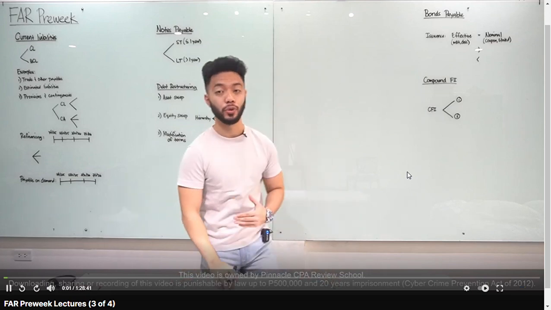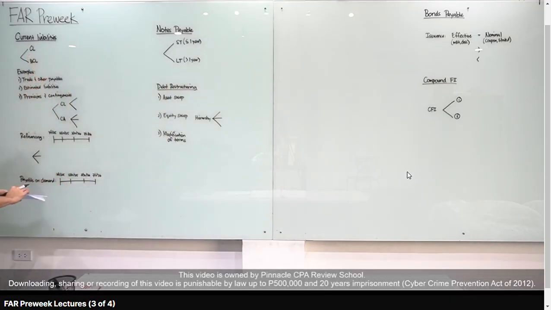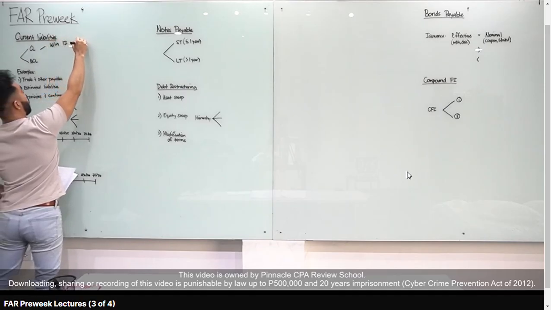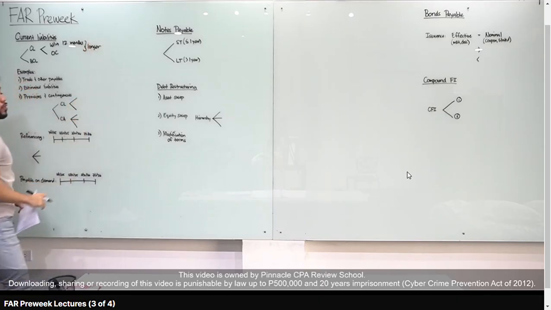Let's continue our discussion. Let's go to current liabilities. Sir, how do we know if a liability is current or non-current? A liability is current if it's due to be settled within 12 months or operating cycle, whichever is longer. Okay, yun yung rule natin. So, ibig sabihin, if beyond 12 months or beyond operating cycle, non-current liability yun.